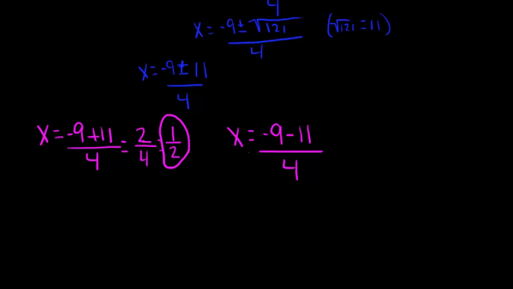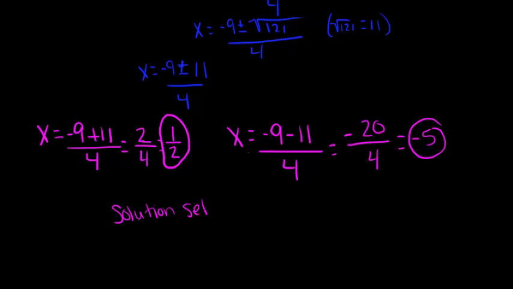And then let's solve the second part, negative 9 minus 11. At this one, we would be at negative 9 and subtract 11. To subtract means you'd go left on the number line. So you would go 11 to the left, and that would put you at negative 20 divided by 4. And negative 20 divided by 4 is negative 5. So our solution set is negative 5 and 1/2.